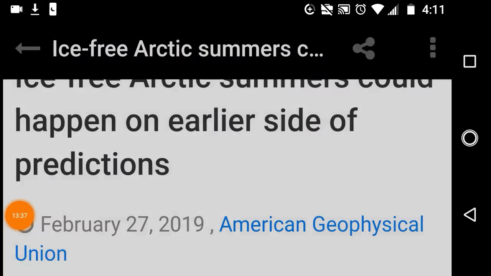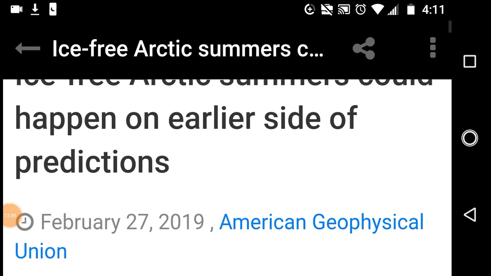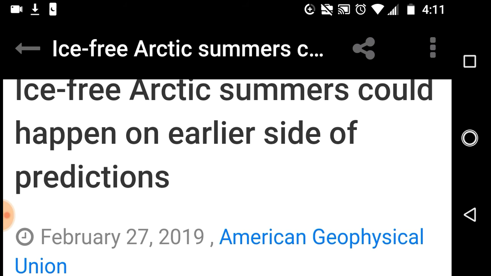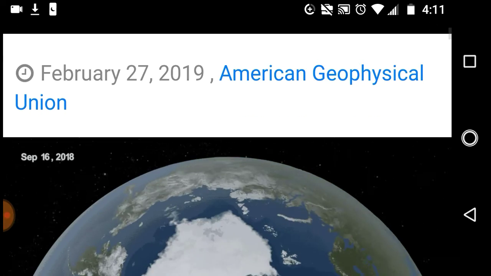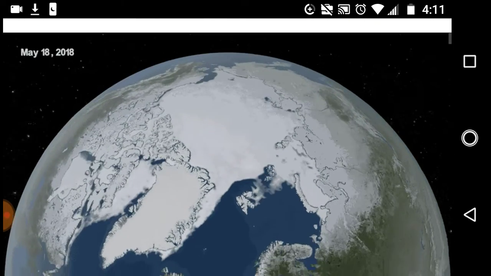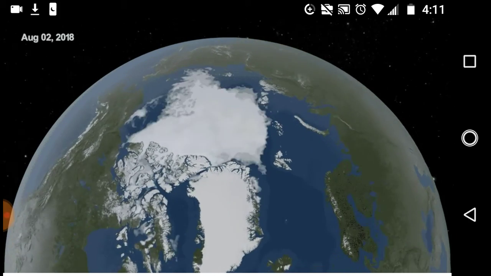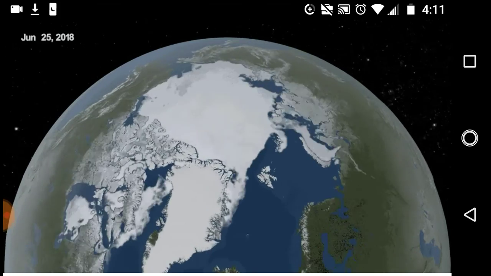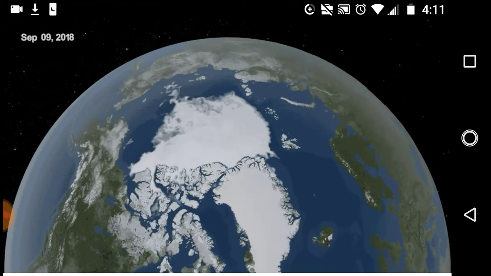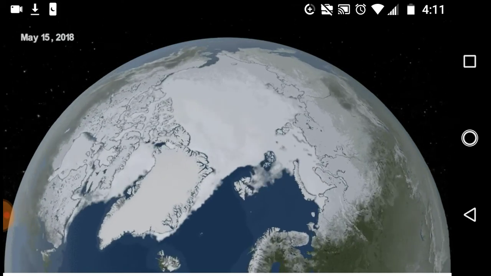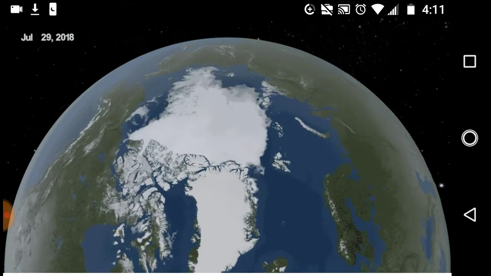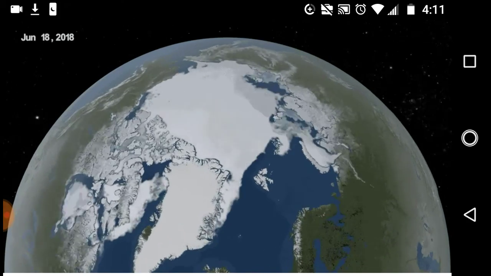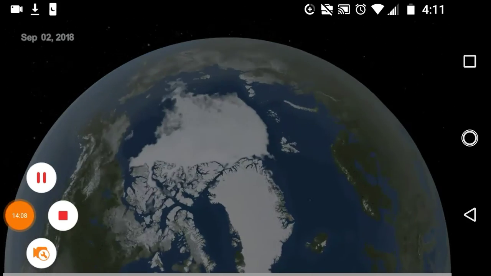How about an article on phys.org? It must be National Climate Change Day. It's National Global Warming Day. Ice-free Arctic summers could happen on earlier side of predictions. Okay. They're showing you sea ice extent here, by the way. We just showed you sea ice volume, because you can't measure the sea ice by only looking at the extent. You got to measure the thickness to figure out how much is there. Anyway, this article is a combination of ignorance and outright lies. Feel free to have a read.